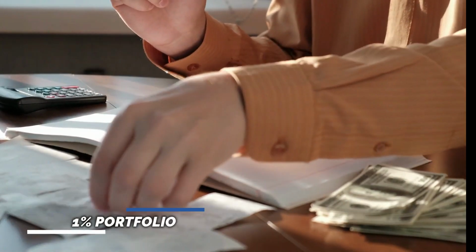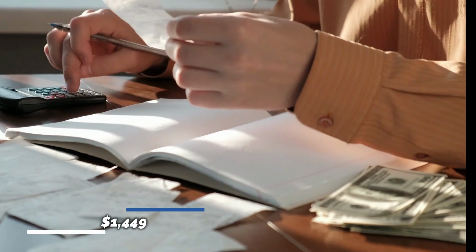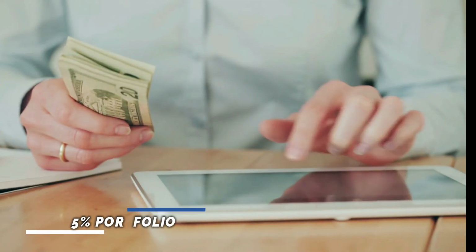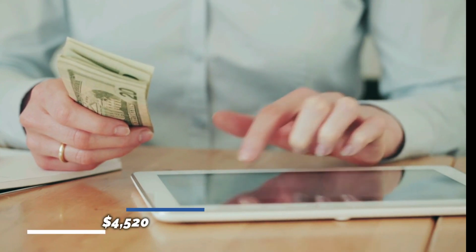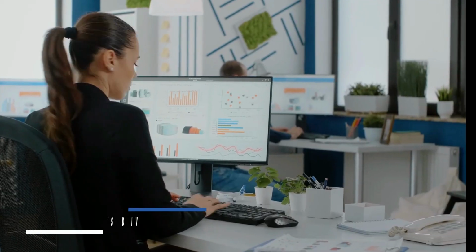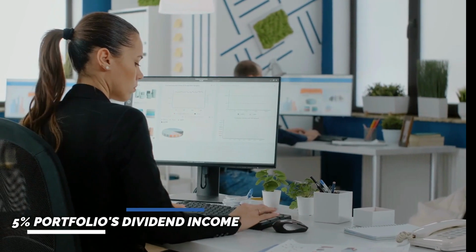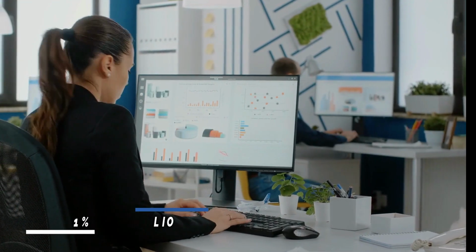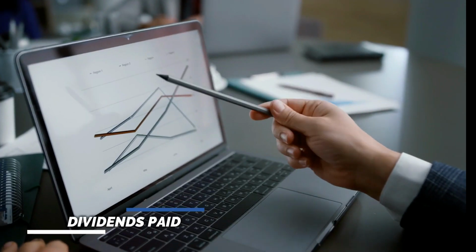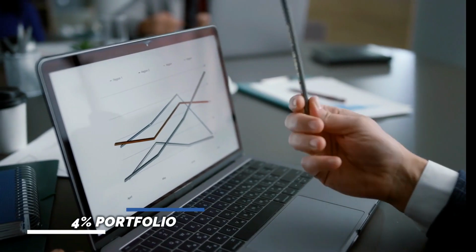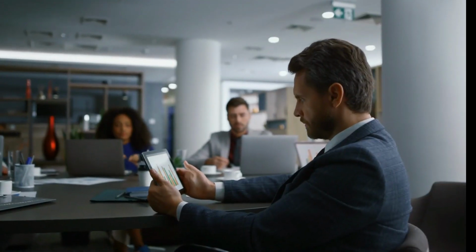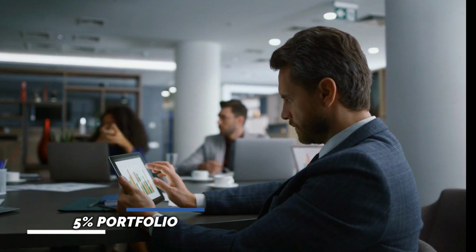In year 10, the 1% portfolio would produce $1,449 in dividends, while the 5% portfolio would produce $4,520. As a result, the 5% portfolio's dividend income was roughly 3 times greater than that of the 1% portfolio. However, the total dividends paid in year 10 for the 4% portfolio are $4,107, which is just a little less than the 5% portfolio.